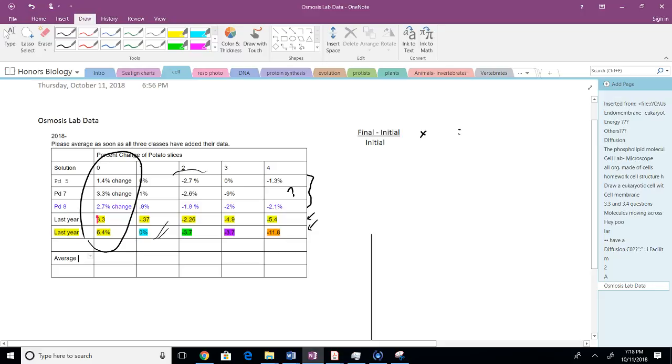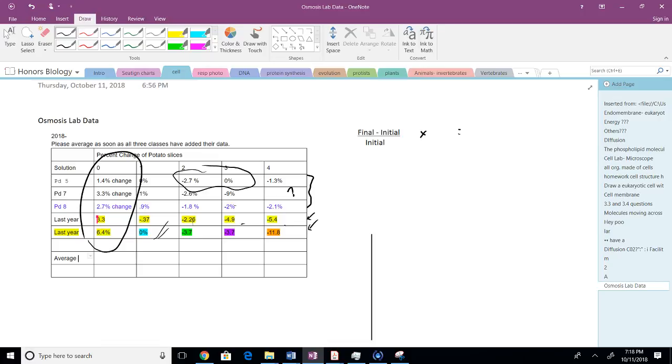We got a little bit of aberrancy here. I would just ask maybe for period 5 that you go back over your data and just double check that you calculated things correctly. But hey, these things happen. Welcome to working with living organisms. Sometimes they don't behave correctly. -1.8, -2, -2.1, -2, -4.9, -5.4. So notice we've got some things going on here, kind of interesting.